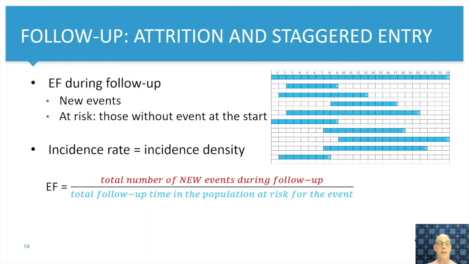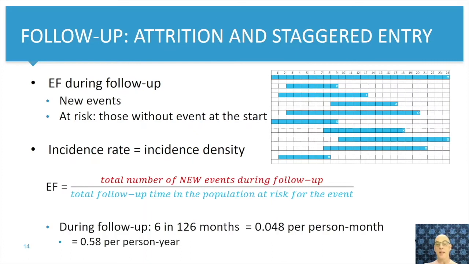So we still look at the total number of new events during follow-up that were gathered in the total follow-up time in the population at risk. Only when there is also staggered entry and attrition, the number of person time accrued, so the number of months that people were really in follow-up, differs.